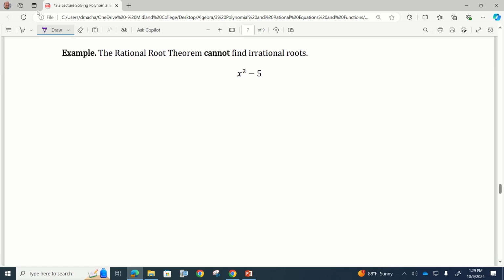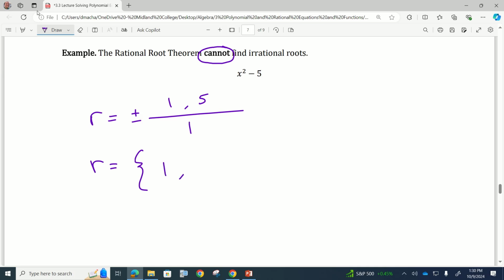Good questions. I said this before, but I want to show you a little example. The rational root theorem cannot find irrational roots. So if we look at this polynomial, rational root theorem would say, give me plus or minus 1 times 5. Those are the factors of my constant term, divided by 1, because my leading coefficient is 1. And so this would be a very short list of possibilities. Just 1 or 5 or -1 or -5.